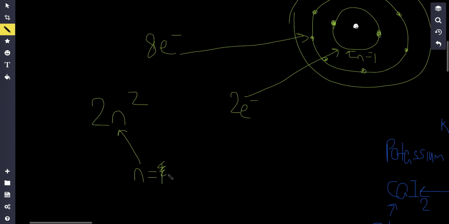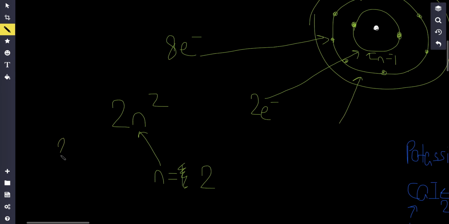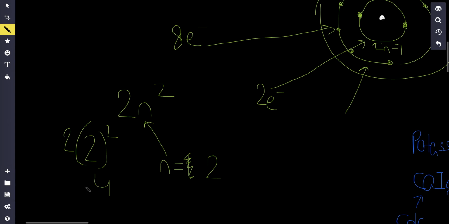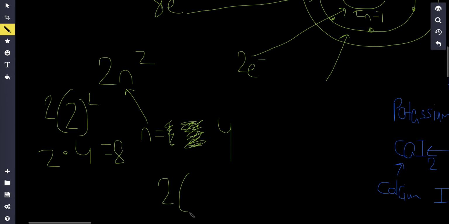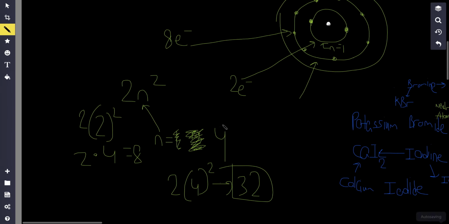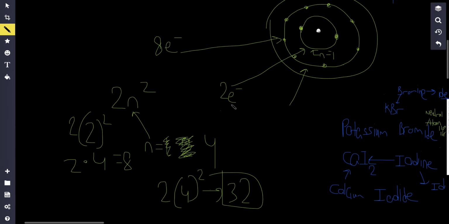If I plug in n is equal to 2, my second shell, into this formula, I get 2 times 2 to the second power. 2 to the second power is 4. 2 times 4 is 8. And you can do this with as high shells as you want. If you want to find the amount of electrons you can hold in the fourth shell, you just plug it in the formula. 2 times 4 to the second power is equal to 32. So that's kind of how you do it.